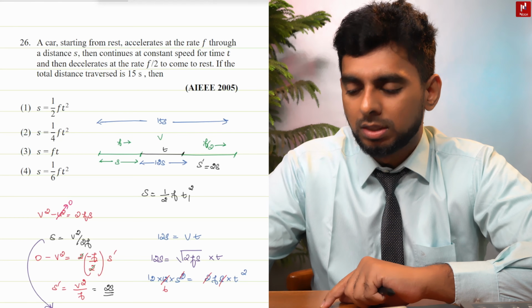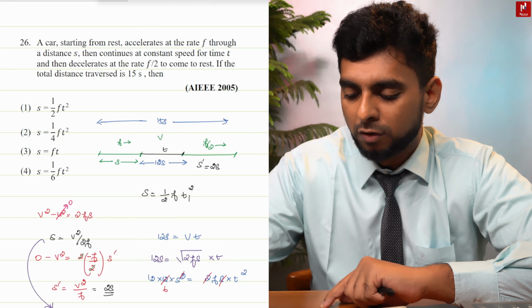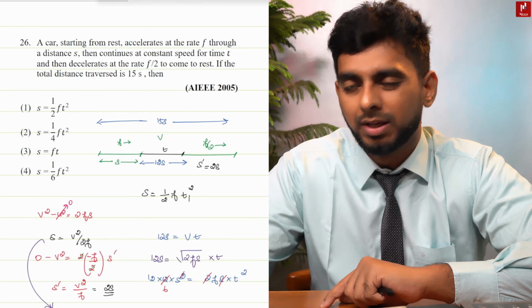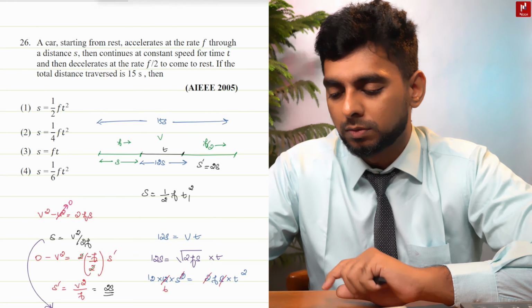Just instead of that velocity, you plug in all those, and then the F combination that we have already got. Just do the solving, you'll get the answer, right? Nothing more to it. You have to be clear with this question. Let's move on to the next one.